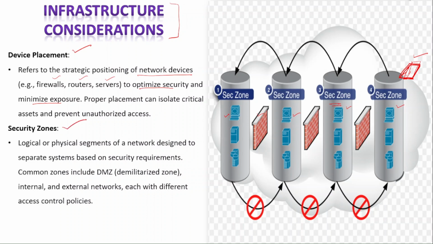Another term is the security zone. It is a logical or physical segment of a network designed to separate systems based on security requirements. Common zones include the DMZ, the demilitarized zone, and internal or external networks, each with different access policies. Again, you can divide different network segments based on their security requirements, and you can call them security zones.